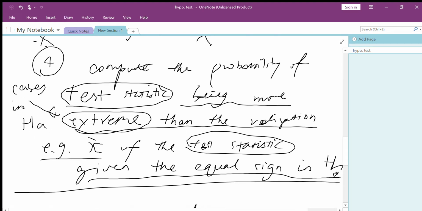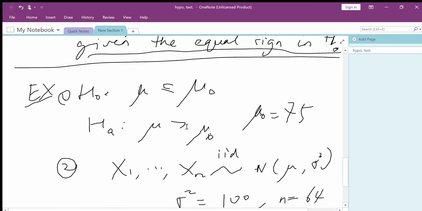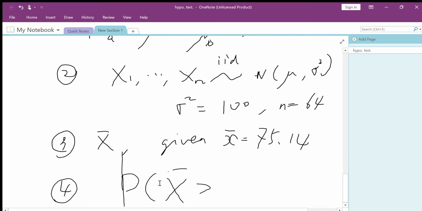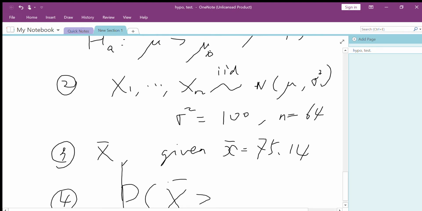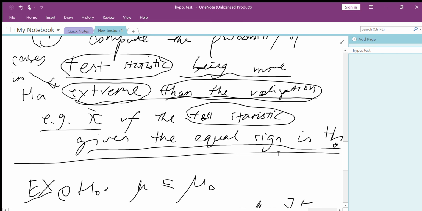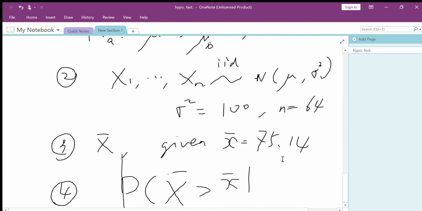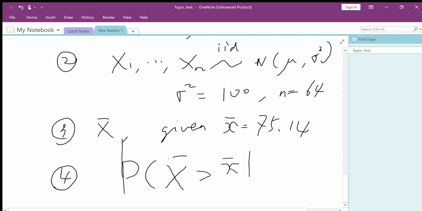So the keyword here is than the realization. So we have to plug in the realization. So the test statistic being more extreme. So being more extreme corresponds to this greater sign. Extreme than the realization, small x bar, given the equal sign in H null. So the equal sign in H null is mu equal to mu 0. We compute this probability.